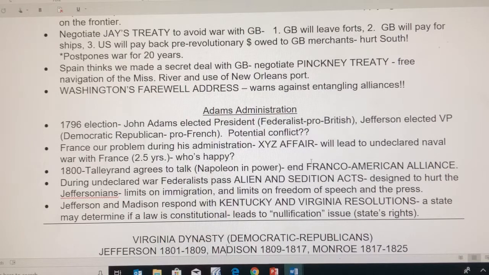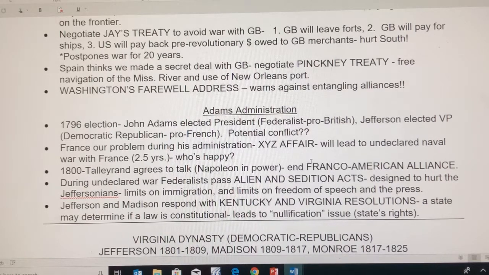The big thing here is Washington realizes by the end of his administration that what's going on between France and Britain could lead to the U.S. getting involved in the war, because the British are attacking our shipping for resources and they're taking our men. And the French are doing the same, not on as big a scale as the British. And so Washington's farewell address warns of entangling alliances.